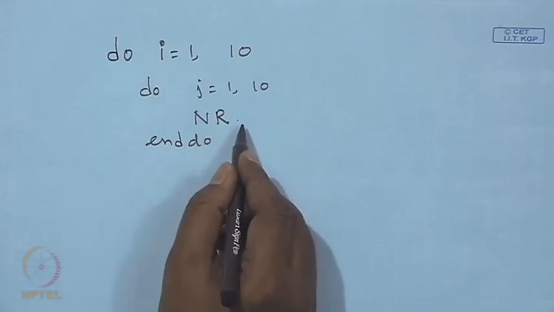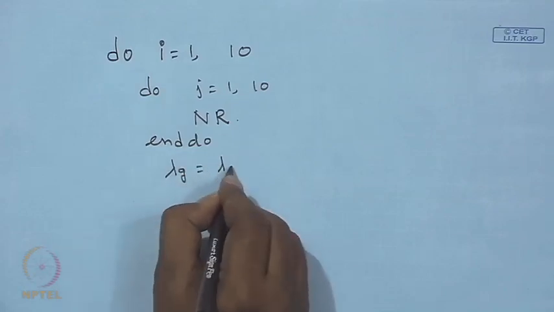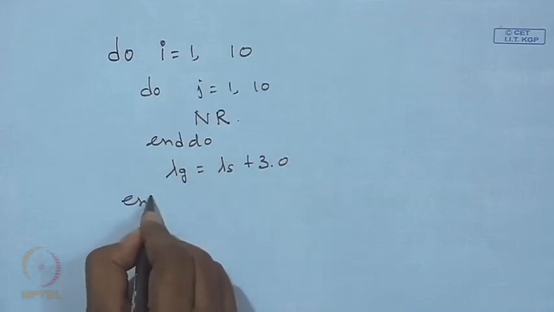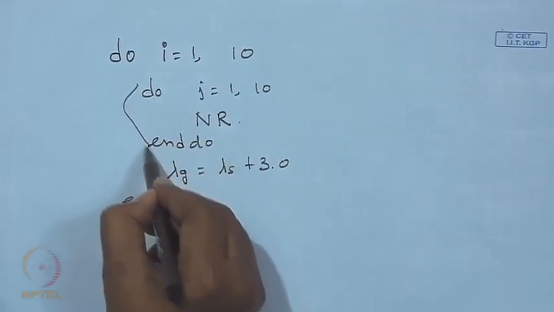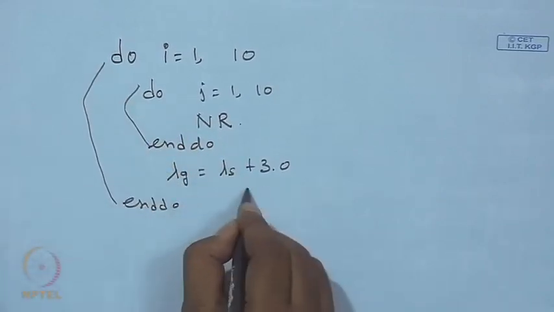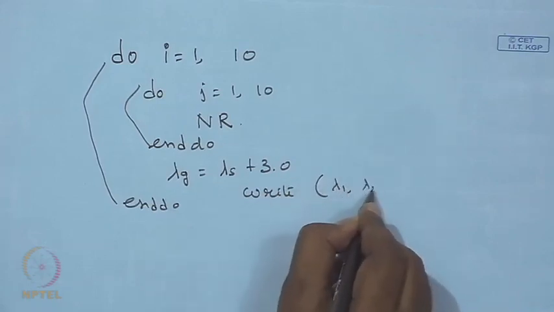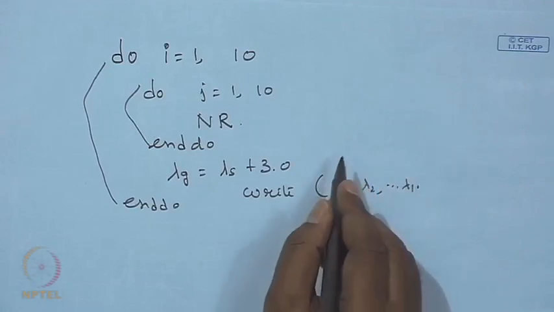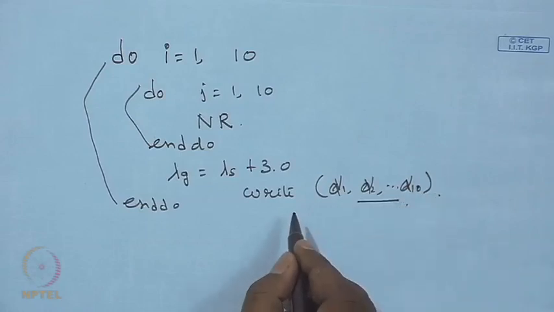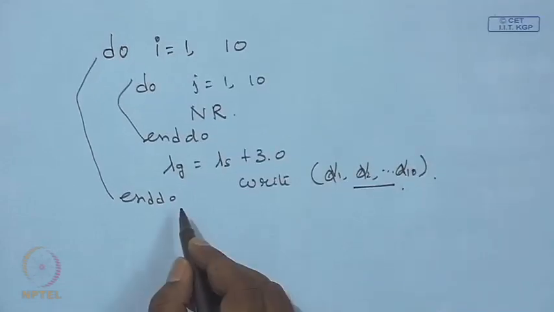Then whatever solution you get, the next guess will be the solution of the earlier case plus 3. That ends the outer loop. So, this is the inner loop, this is the outer loop, and at the end you get all the eigenvalues alpha 1, alpha 2 up to alpha 10. That is how one can compute the eigenvalues of this transcendental equation.